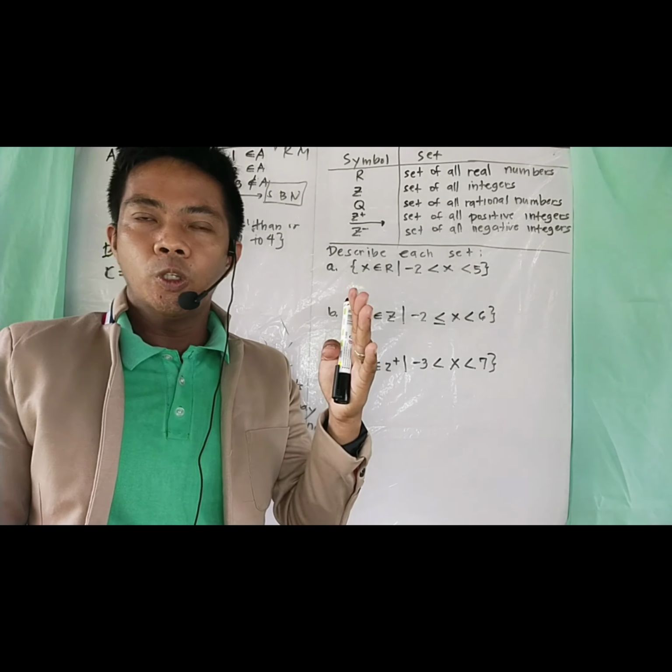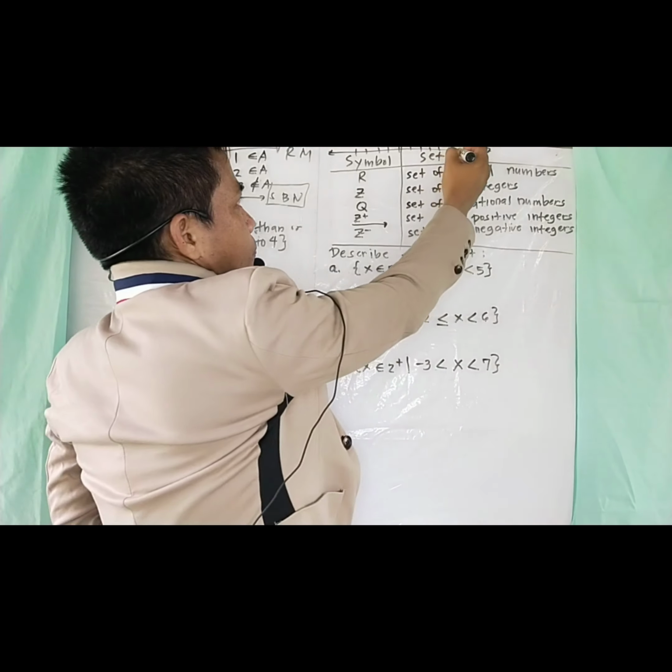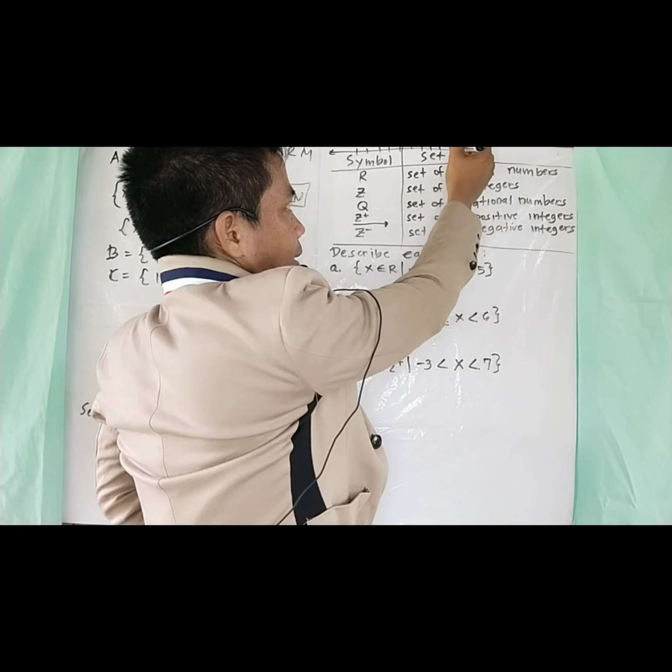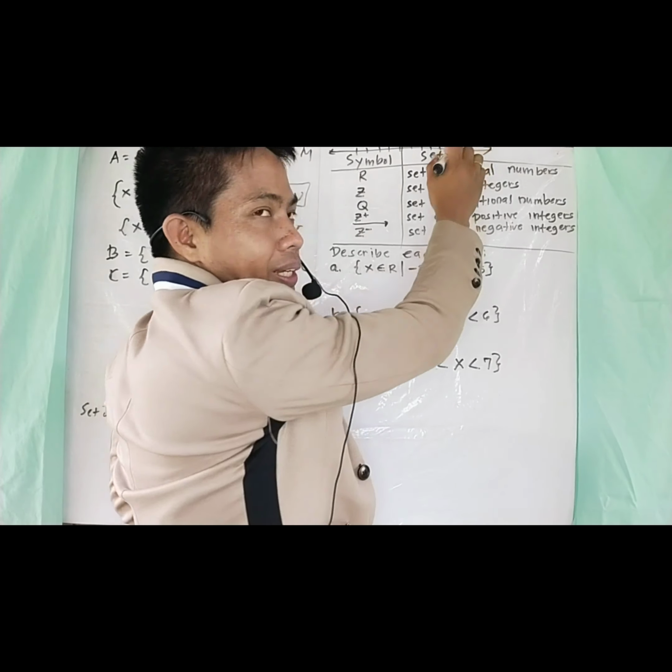Suppose we are given the following symbolic name for each set. R is the set of all real numbers, meaning every number on the number line: positive, negative, square roots, and so on. The number line has infinitely many numbers. We have 0, positives, negatives, and between these integers we can have decimals and fractions. So, how are we going to describe each set?